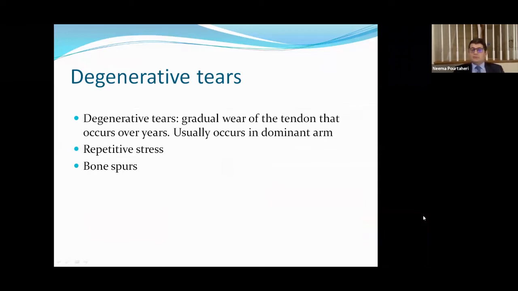Degenerative tears. These are tears that occur gradually in the tendon over years through repetitive stress to the tendon itself, or from bone spurs on the undersurface of the shoulder rubbing against the rotator cuff tendon.